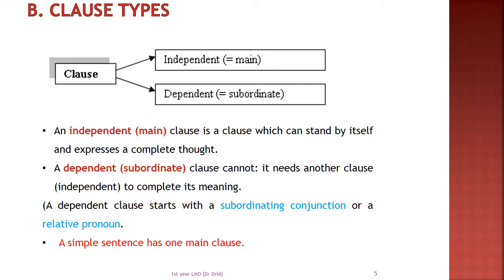The dependent or the subordinate clause cannot. This group of words needs another clause which is independent to complete its meaning. The dependent clause always starts with either a subordinating conjunction or a relative pronoun. A simple sentence has one independent clause, one main clause.